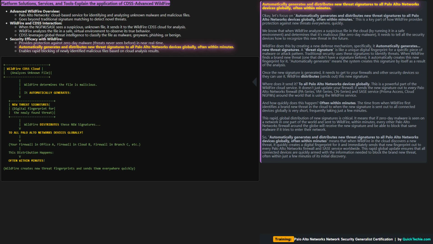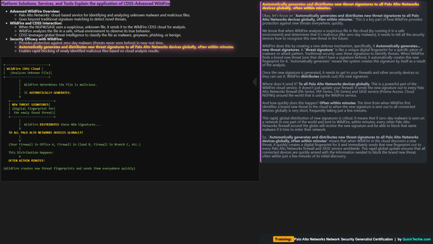Once the new signature is generated, it needs to get to your firewalls and other security devices so they can use it. WildFire distributes, sends out this new signature. Where does it send it? To all Palo Alto Networks devices globally. This is a powerful part of the WildFire cloud service.